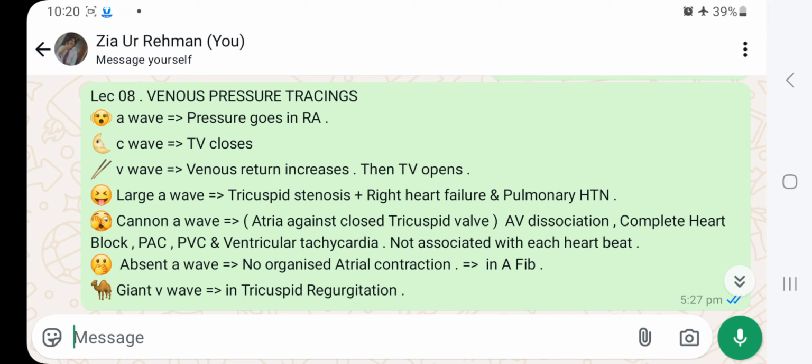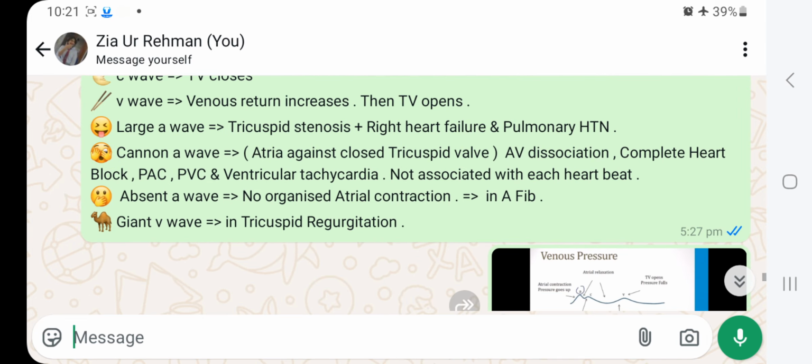Large A wave is associated with tricuspid stenosis plus right heart failure plus pulmonary hypertension. Cannon A wave: atria contract against a closed tricuspid valve, seen in AV dissociation, complete heart block, premature atrial contraction, premature ventricular contraction, and ventricular tachycardia, not associated with each heartbeat. Absent A wave: no organized atrial contraction in atrial fibrillation. Giant V wave in tricuspid regurgitation.